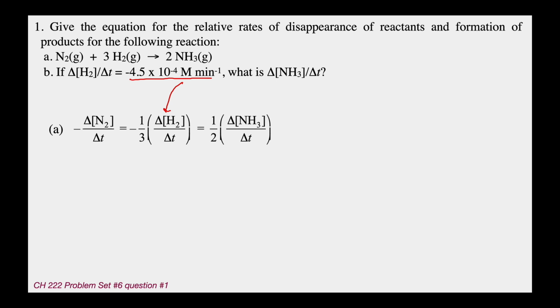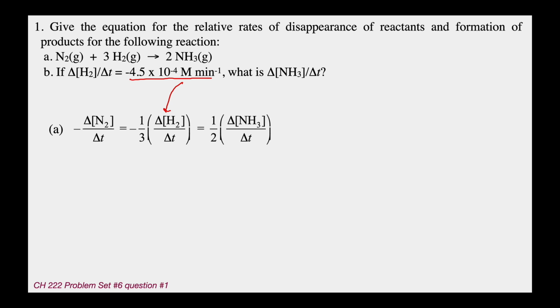And also remember that reactant concentrations are constantly going down. That's why it's negative 4.5, all right? While the products, the NH3, are constantly appearing. So those numbers will always be positive.